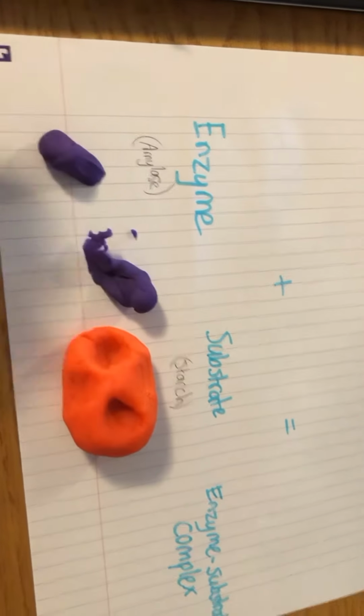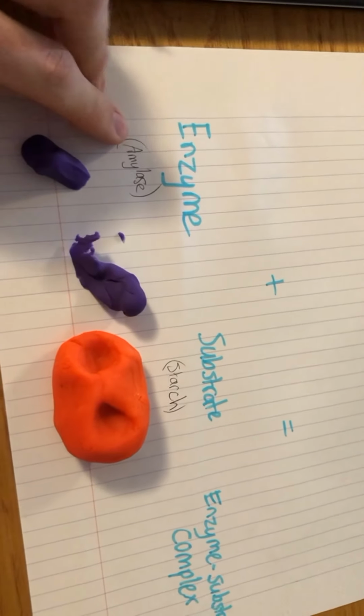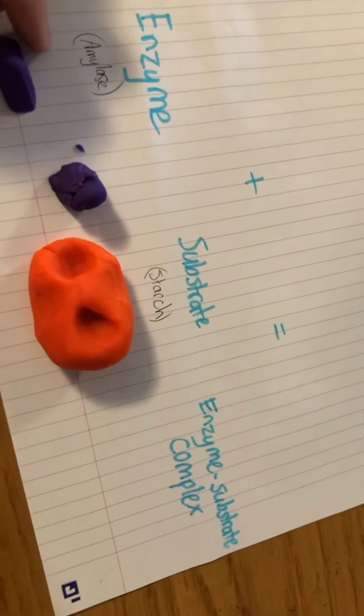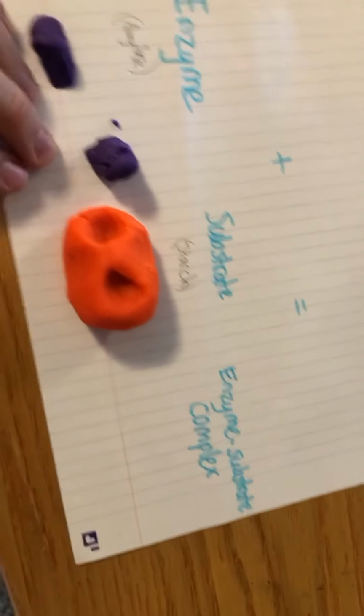An example of this is with the enzyme amylase. It breaks starch down into sugars inside of your cells, which then you can use as energy.